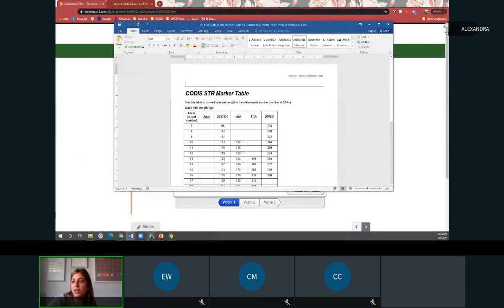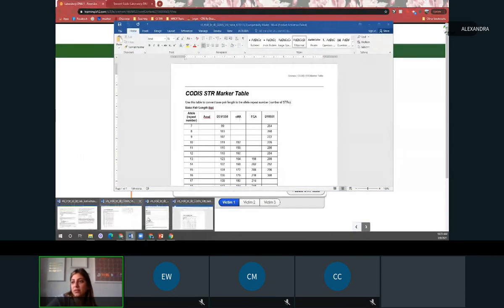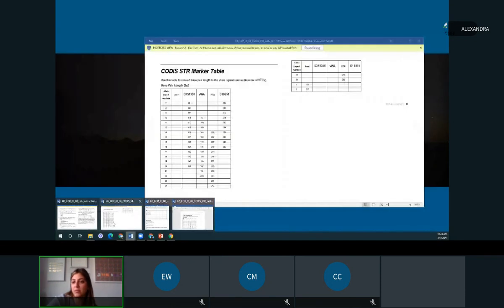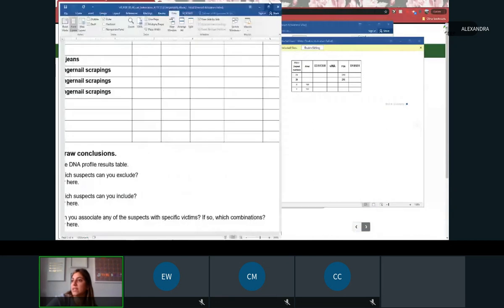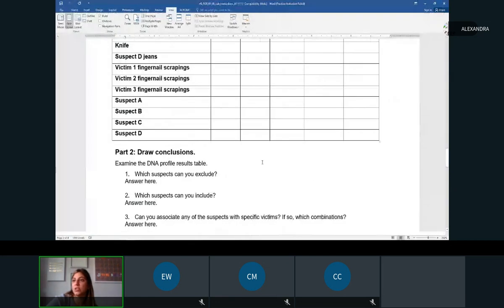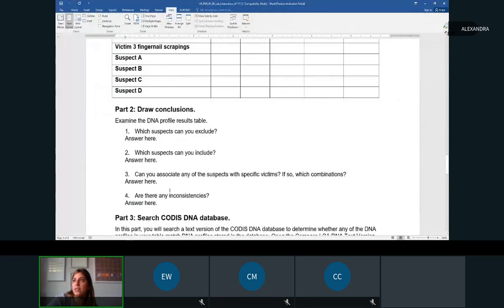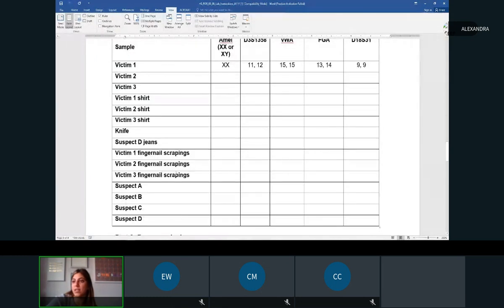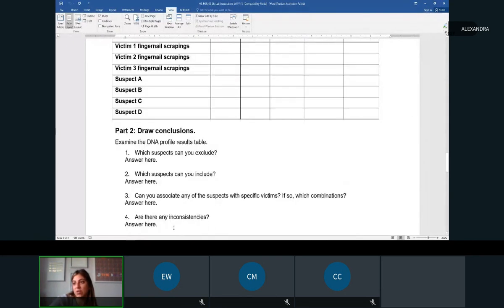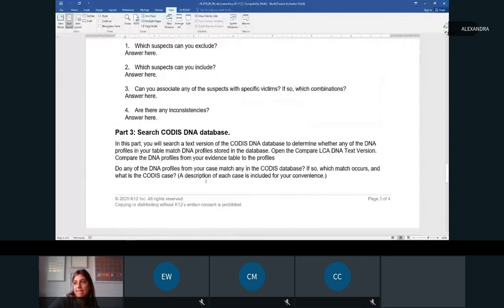Okay, so once you've filled out the table, where did I go? Where did my big... here it is. Once you fill out this table, then you can start to draw conclusions. This is all the DNA from the different suspects. Then when you look at suspects A, B, C, and D, you can start to compare which one you think it is and then answer the conclusion questions. And then you're going to need to do part 3.